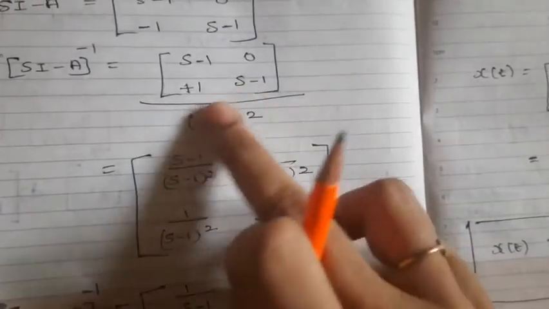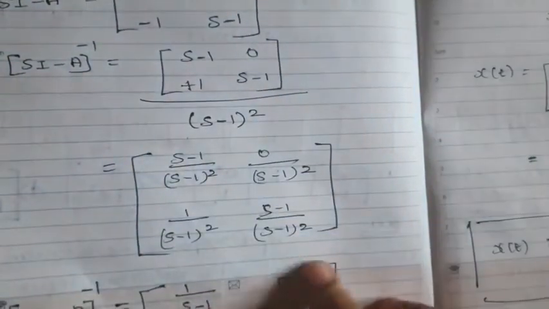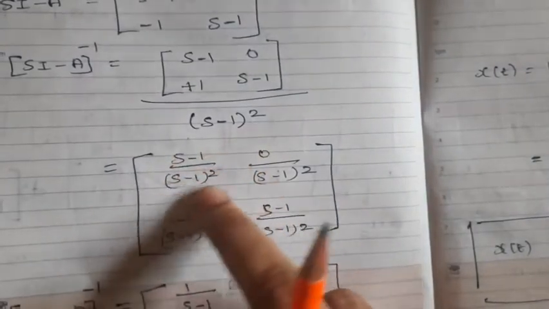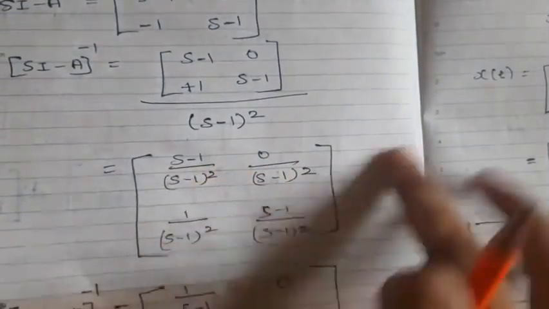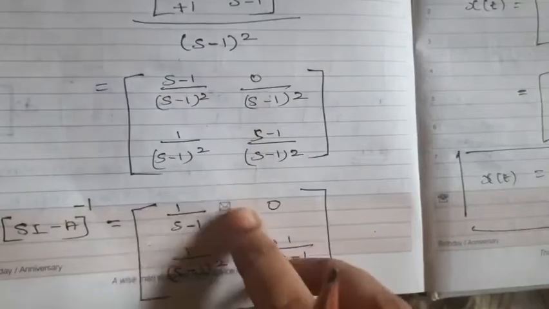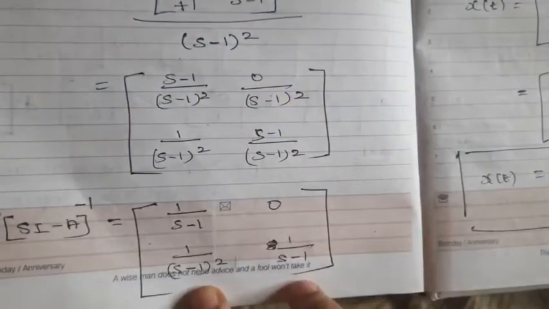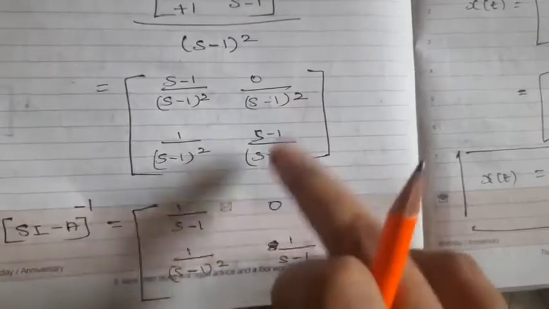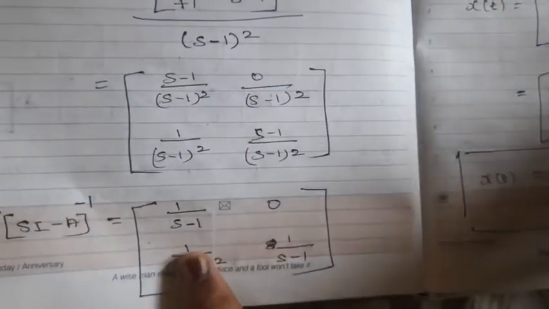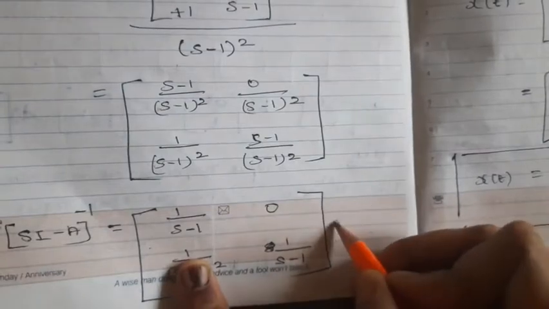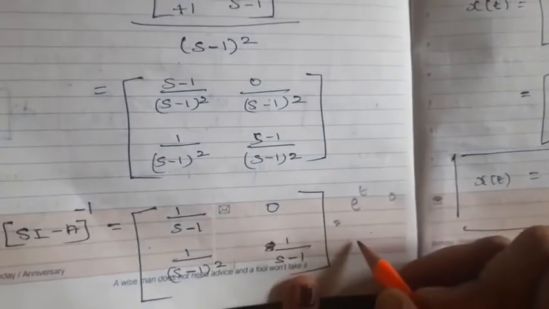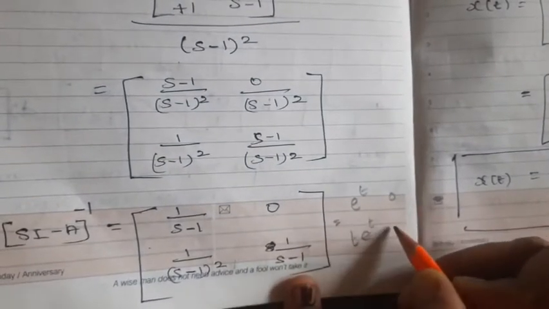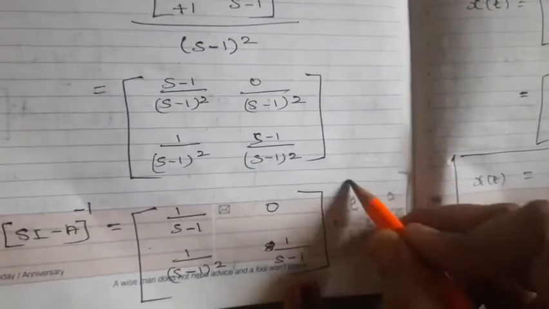Now divide each and every element. When we divide, what will we get? Here 1 by s minus 1, here 0, here 1 by s minus 1 the whole square, here 1 by s minus 1. Then taking the inverse Laplace transform, what will we get? This is e power t. For this 0. This is t into e power t. This is e power t. So this is the Laplace inverse of sI minus A inverse.